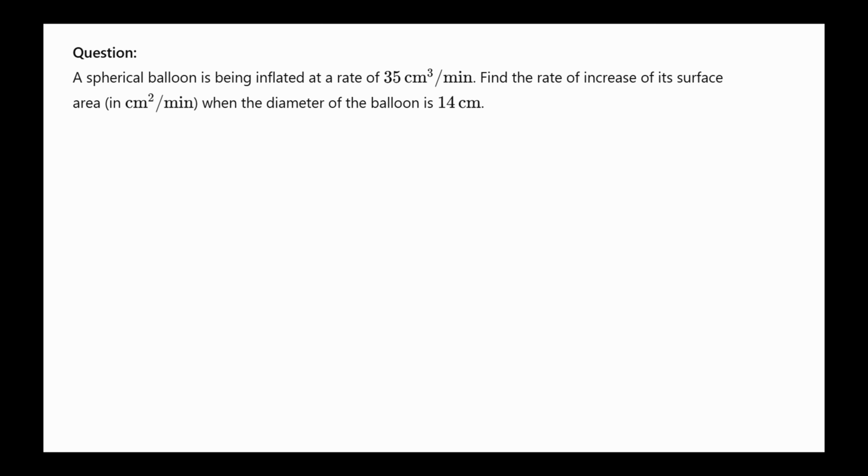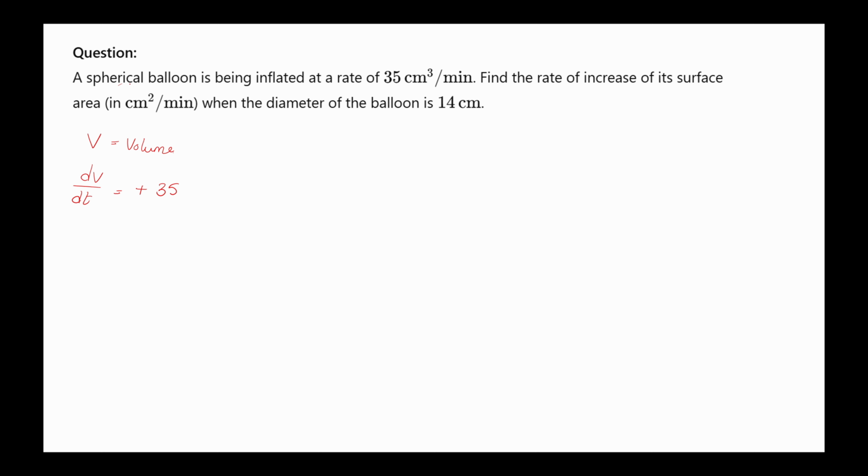A spherical balloon is being inflated at a rate of 35 centimeter cube per minute. Find the rate of increase of its surface area when the diameter of the balloon is 14 centimeter. A spherical balloon is being inflated at 35 centimeter cube per minute. That means the volume of this balloon is increasing at the rate of 35 centimeter cube per minute. If I represent the volume by V, that means dV by dt is plus 35 because it is increasing, right?